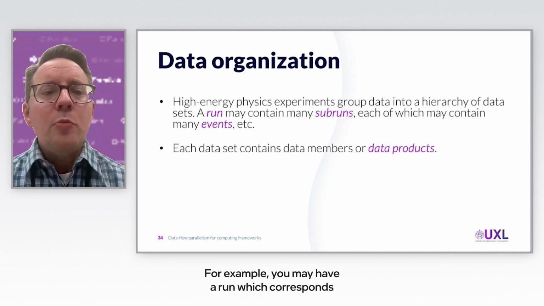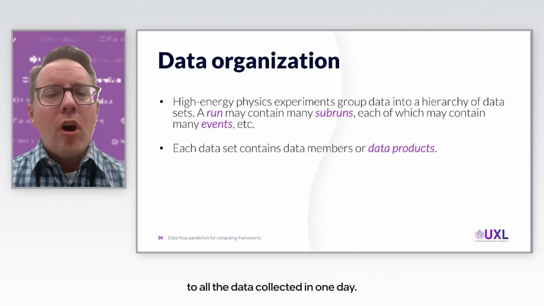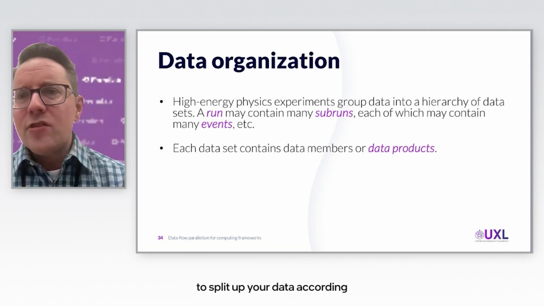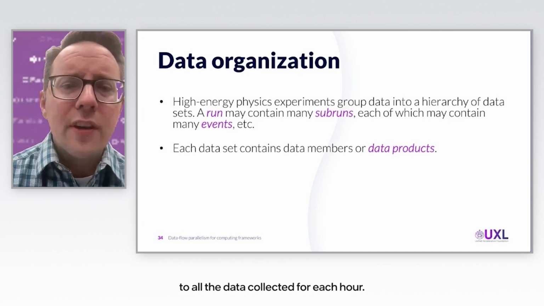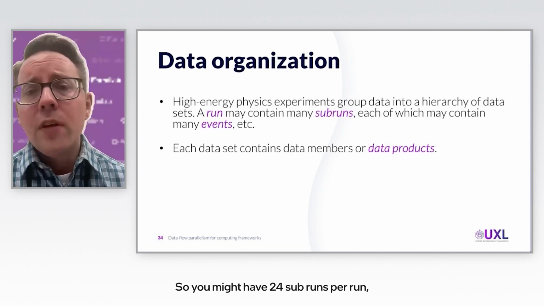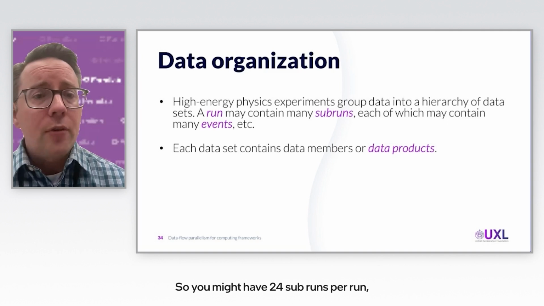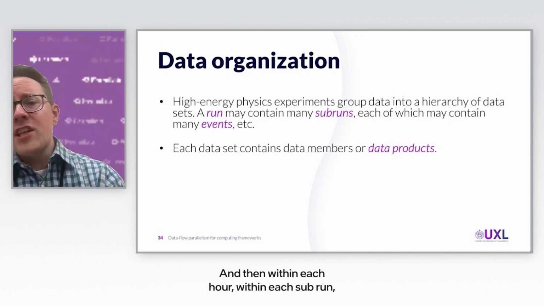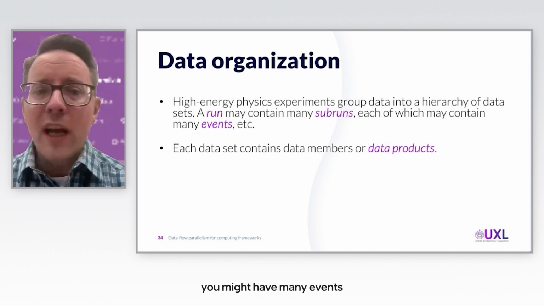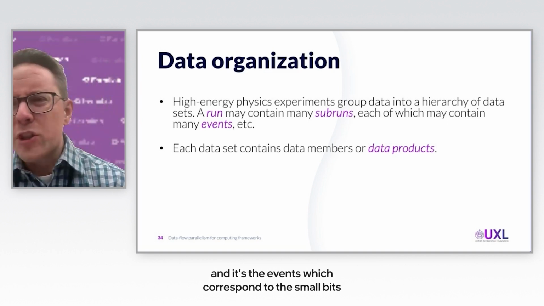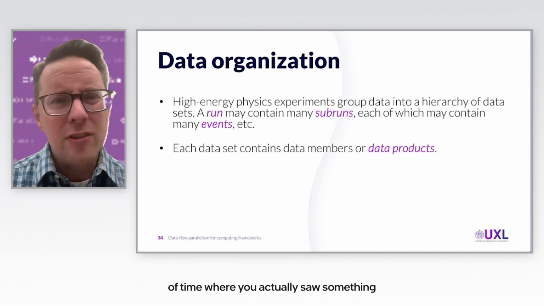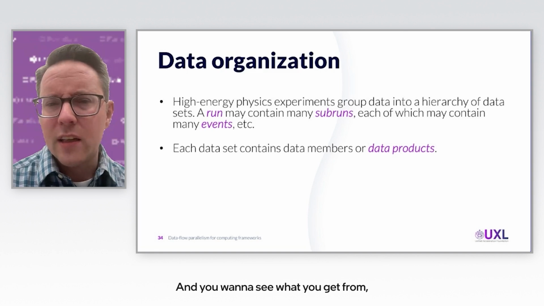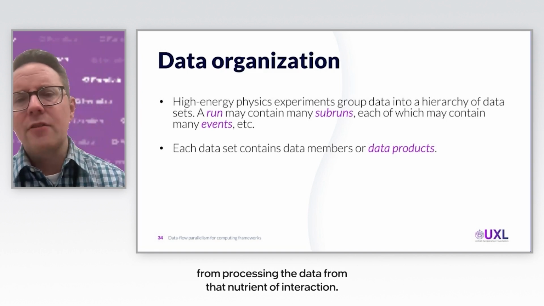For example, you may have a run which corresponds to all the data collected in one day. Within that run, you may then decide to split up your data according to all the data collected for each hour. So you might have 24 subruns per run, one subrun per hour. And then within each hour, within each subrun, you might have many events. And it's the events which correspond to the small bits of time where you actually saw something of interest in your detector, and you want to see what you get from processing the data from that neutrino interaction.